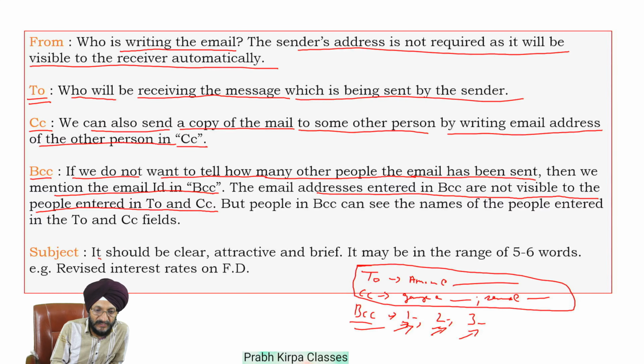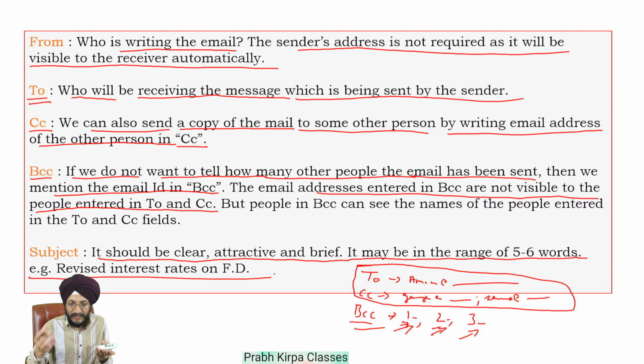Subject. The subject mentioned in the email should be clear, attractive and brief. It may be in the range of 5 to 6 words. For example, if a bank sends an email to its clients in respect of the revision in the interest rates on fixed deposits, then the subject line may be revised interest rates on FD.